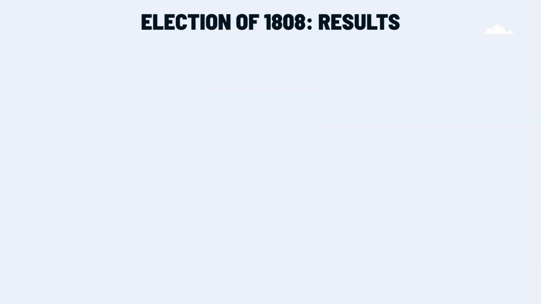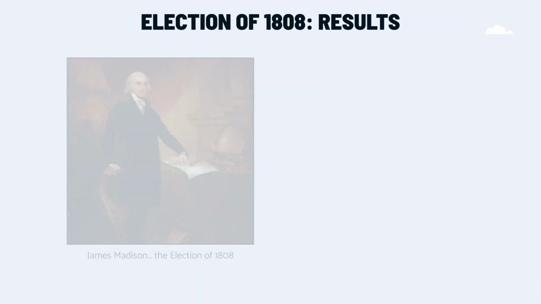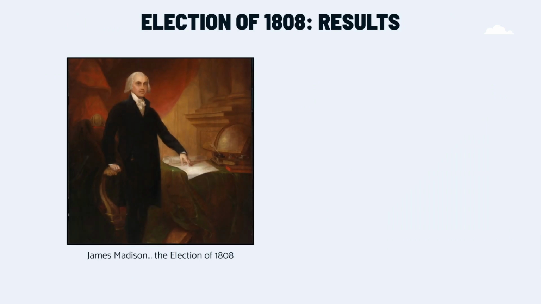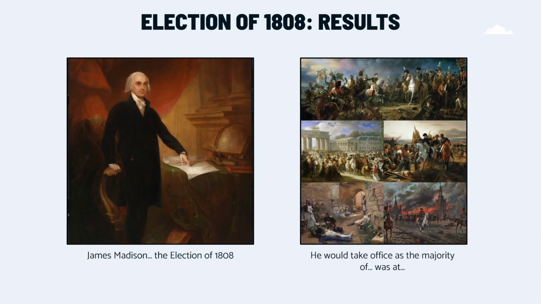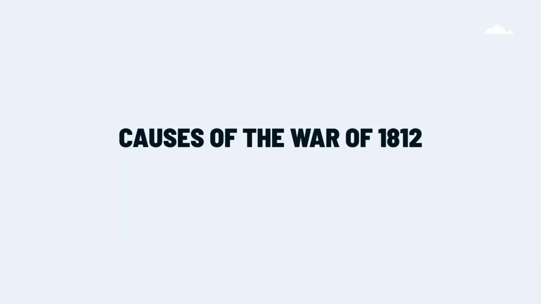All right, let's take a look at the results of the election of 1808. James Madison is, in fact, going to win this election, and he wins by a landslide. He has the support of so many Americans. The issue is this. Madison is taking office as the majority of Europe is at war with one another. This is going to be a major, major problem, and it's going to be one of the defining characteristics of Madison's presidency. And with that in mind, let's take a look at the causes of the War of 1812.